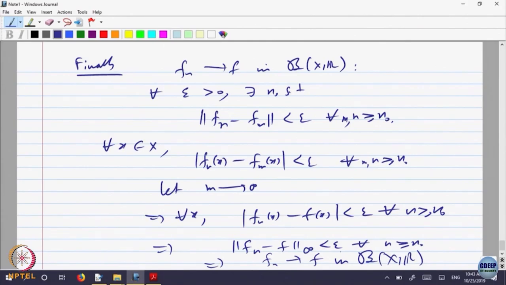So what we are saying is, if we are looking at the space of bounded functions, proving something converges uniformly is equivalent to proving that it is Cauchy in the supremum norm.